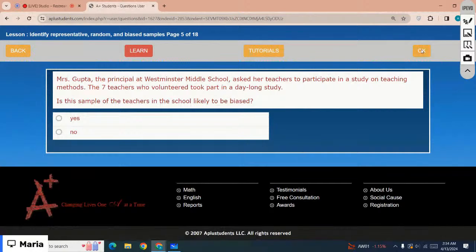Mr. Gupta, the principal at Westminster Middle School, asked his teachers to participate in a study on teaching methods. The seven teachers who volunteered took part in a day long study. Is the sample of the teachers likely to be biased? Yes, the correct option is yes, they are biased, right? Because representative data reflects the group. So the correct option is yes. This is biased data.